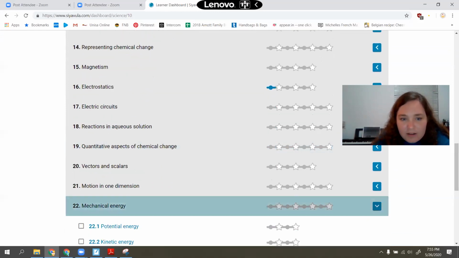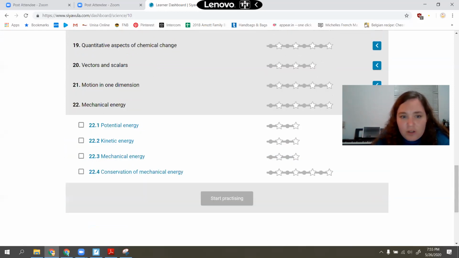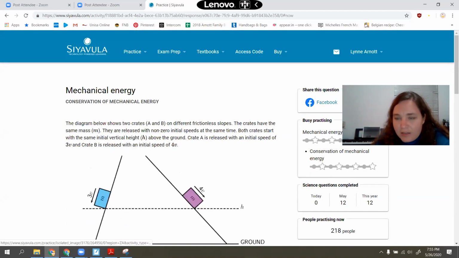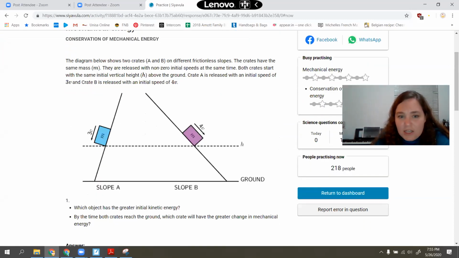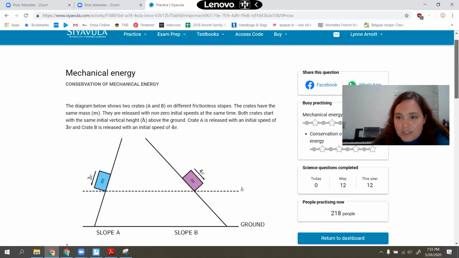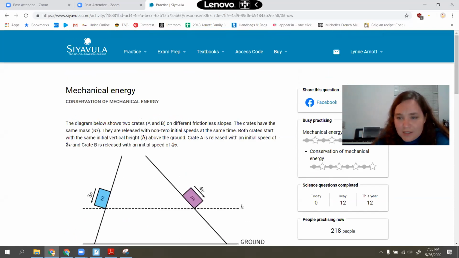So there we go, mechanical energy. So here you've got things to practice on: potential energy, kinetic energy, mechanical energy, and conservation of mechanical energy. I'd say that conservation of mechanical energy is the most important idea. So here you can talk about two slopes and how they're going to have different kinds of energy, etc. So that's just to give you an idea of how you can practice the things that we talk about here so that you can make sure that you understand them properly.